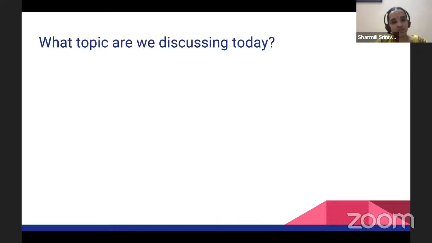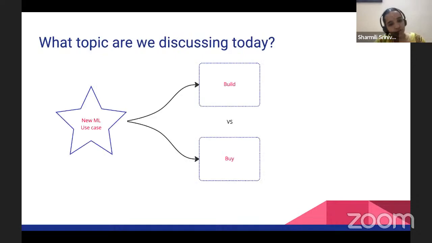Yeah, so what's the topic we are discussing today? For any new ML use case which comes to our team, the first question which comes to the table is whether this ML use case is already being solved by other vendors, or is it available out of the box in the market? So can we use the vendor solution, or should we actually develop it in house to customize it better for our own solution, or our own PayPal data?